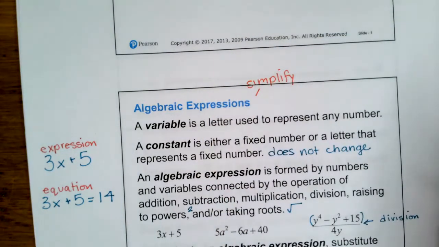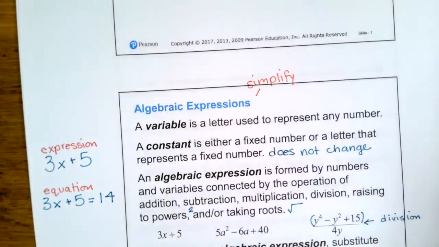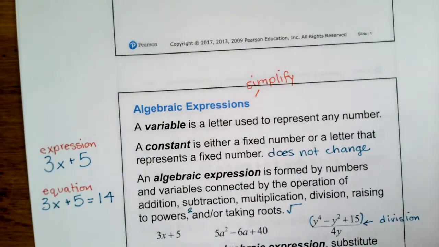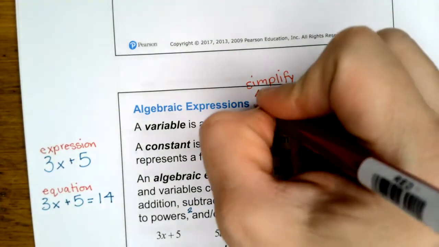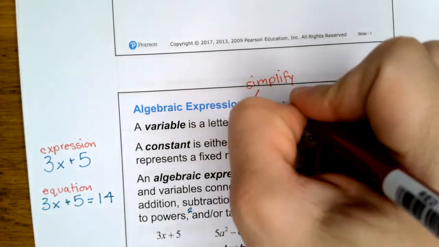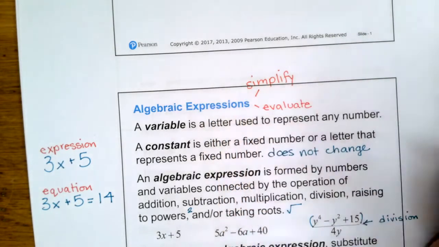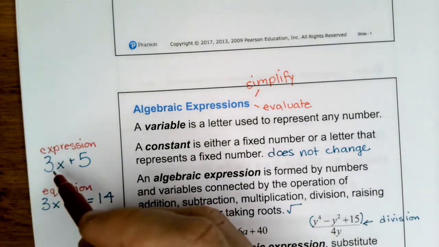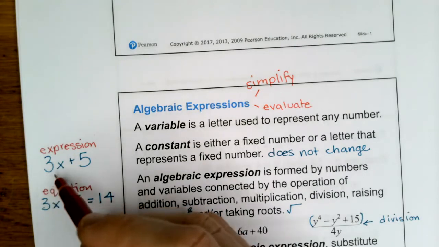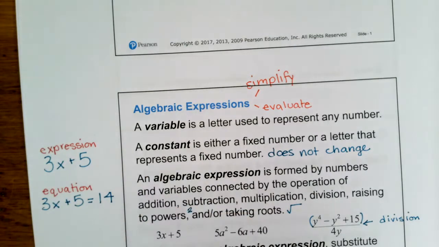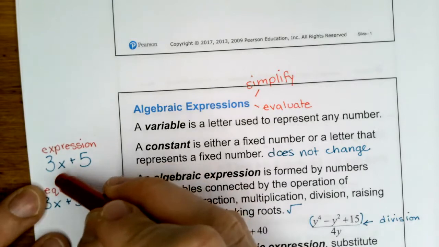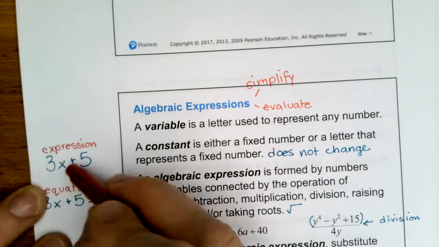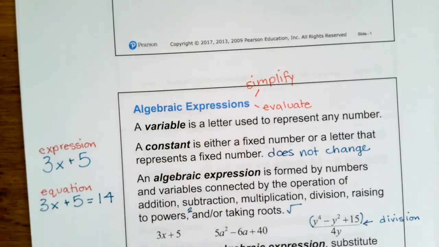by combining like terms, or we can evaluate it by substituting in a value in place of the variable, right? If I said x is 4, then I can evaluate it. So we call it solving if we find x, we call it evaluating if we take x and find a different number.